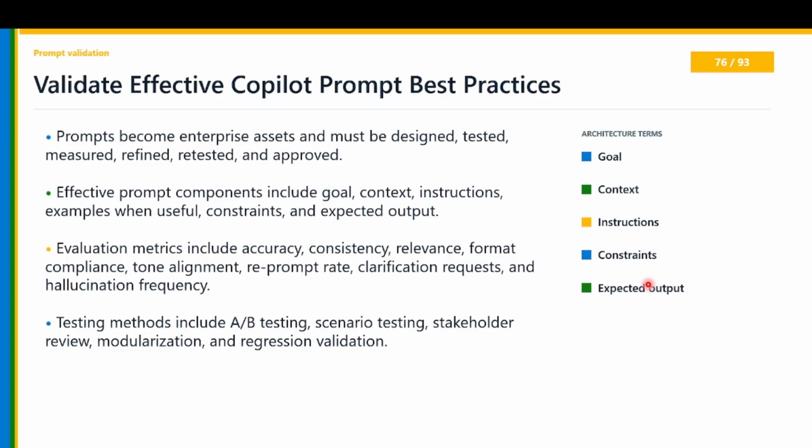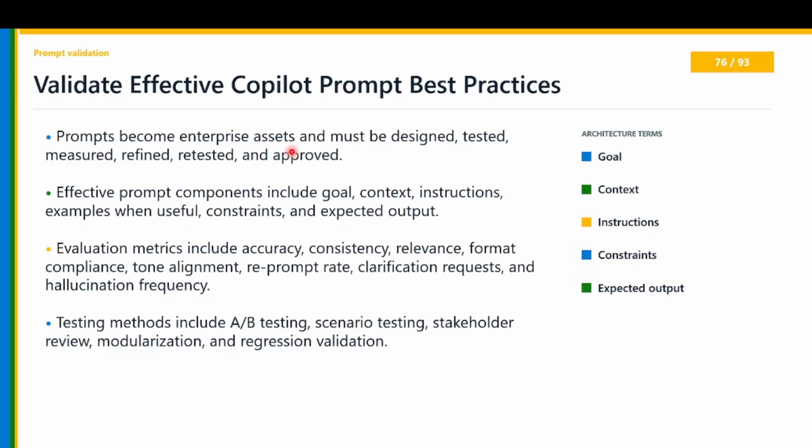Then expected output. So this is part of the goal. So goal is the output you should achieve after implementing all the instructions that it has been loaded with. Then the expected output is the output after using the prompt. So what is the output expected to generate? So let's look at the design in depth.